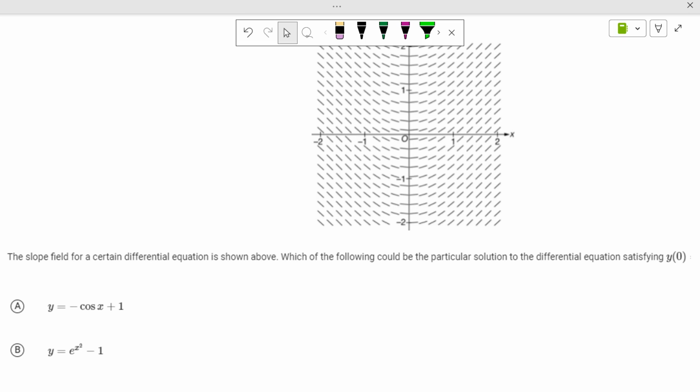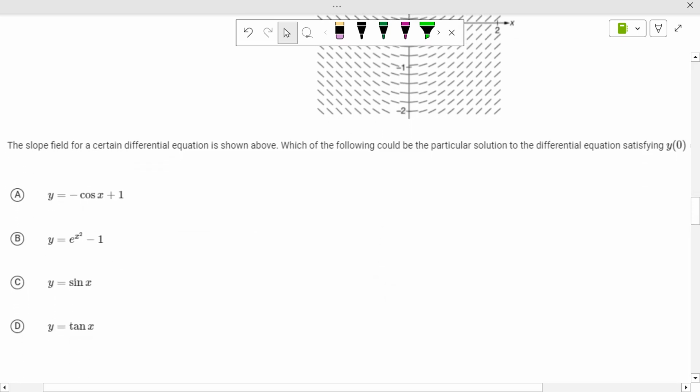E to the 1 squared. 1 squared is 1. E to the 1 is 2.7182818281828. Minus 1 is 1.71828. That would probably work. E to the negative 1 squared is e to the 1, so you get the same thing. So it could be e to the x squared minus 1. That's still in the running, because negative 1 squared is a positive 1.